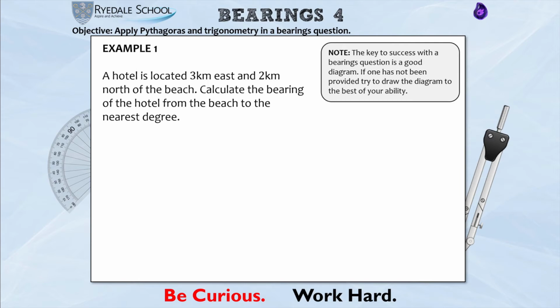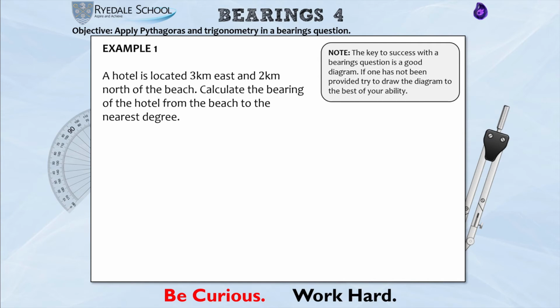Now, obviously I'm going to draw my diagrams freehand. You're going to be using a pencil and a ruler, so your diagrams will be a lot tidier than mine. But my top tip is try and draw your diagrams roughly to scale because that will really help you see what is going on today. So, example 1 says a hotel is located 3 kilometers east and 2 kilometers north of the beach. Calculate the bearing of the hotel from the beach to the nearest degree.